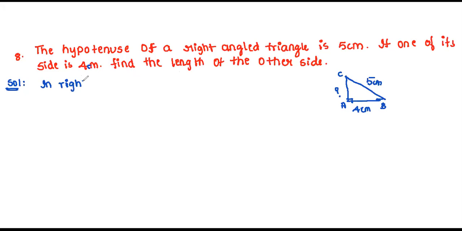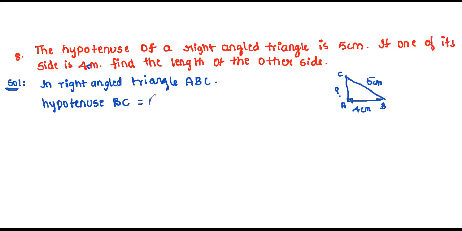In right angled triangle ABC, hypotenuse, so how much is the hypotenuse here? That is your BC is the hypotenuse, isn't it? So BC is 5 centimeter, and the side info, that is the side AB, is 4 centimeter.